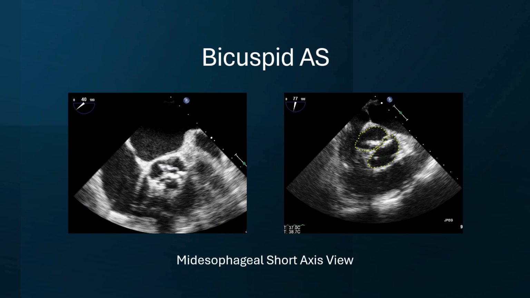Here we look at the bicuspid valve in the mid-esophageal aortic valve short axis view. We see the aortic valve in short axis and can see the heavily calcified coronary cusps. Outlined on the right image are the two leaflets of the bicuspid valve.